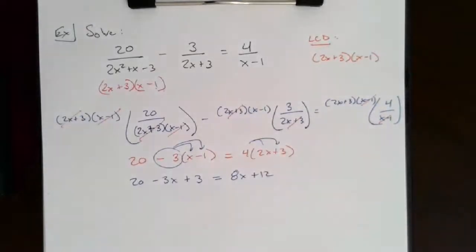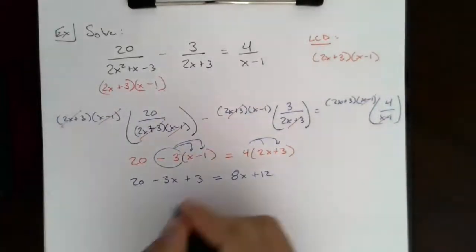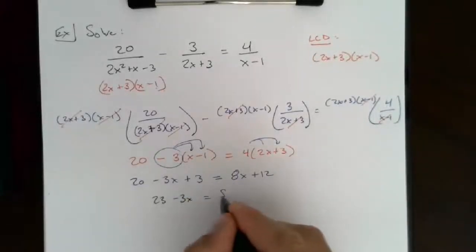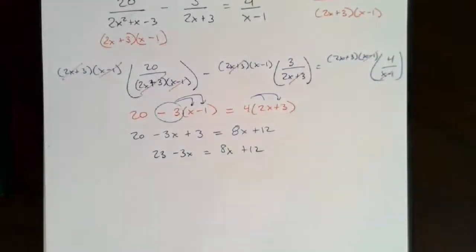And then I'm going to solve this, combining like terms and then simplifying. So 20 plus 3 is 23. The minus 3x will stay minus 3x equals 8x plus 12. Because we have linear terms of x, in other words, they're the first power, you want just to get all your x's together on one side, everything that doesn't have an x to the opposite side.